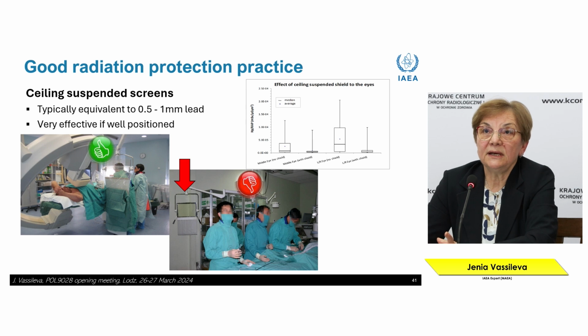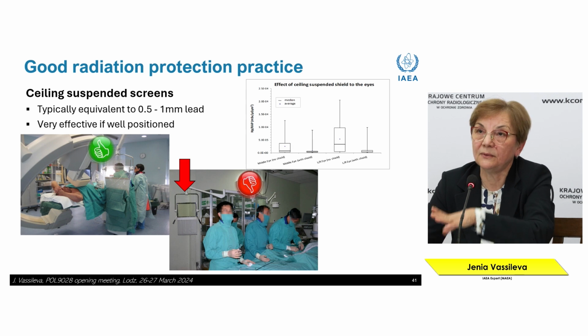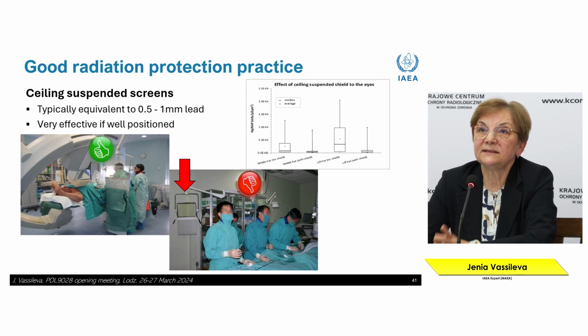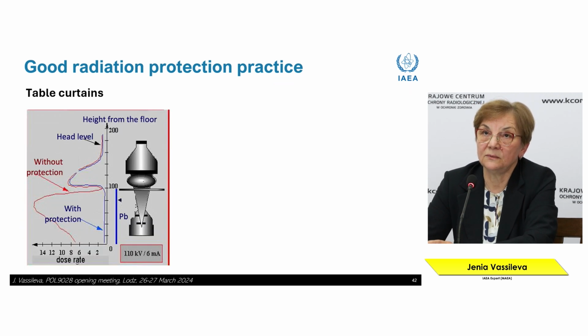Typically, ceiling-suspended screens are 0.5 to 1 millimeter. They have to be properly positioned close to the patient's body. Otherwise, if there is an air gap between the patient's body and the shield, the effectiveness is reduced. This is a graph showing the effect, from real measurements, of ceiling-suspended shields on the eye lens dose. So these shields should be properly positioned and should always be used in the room.